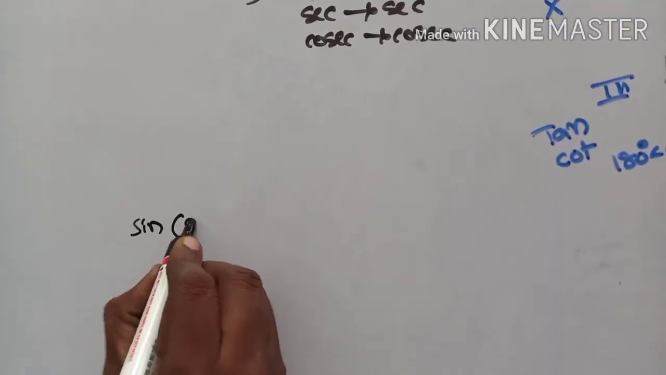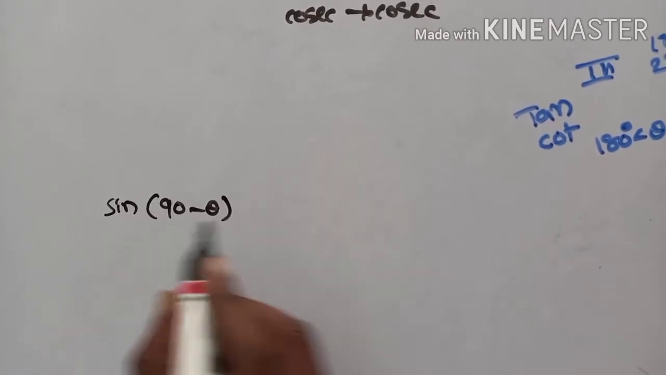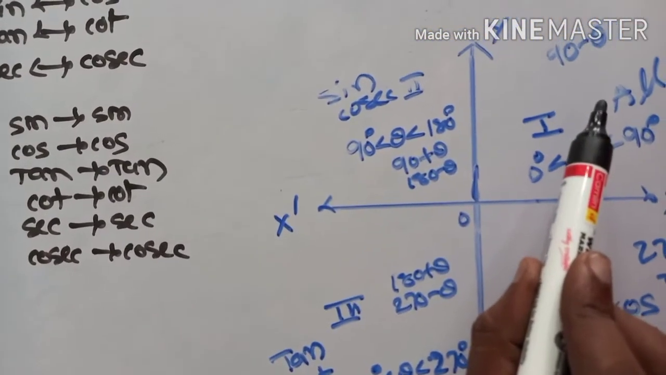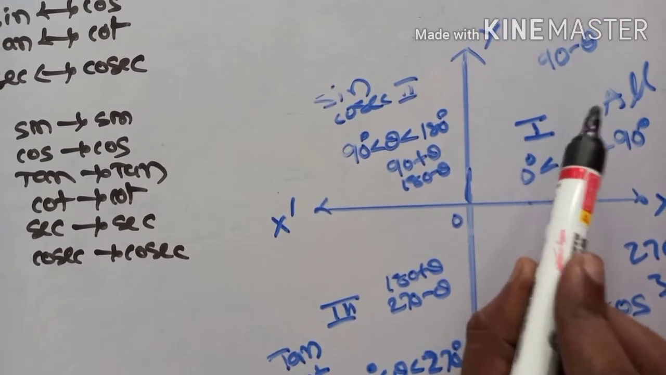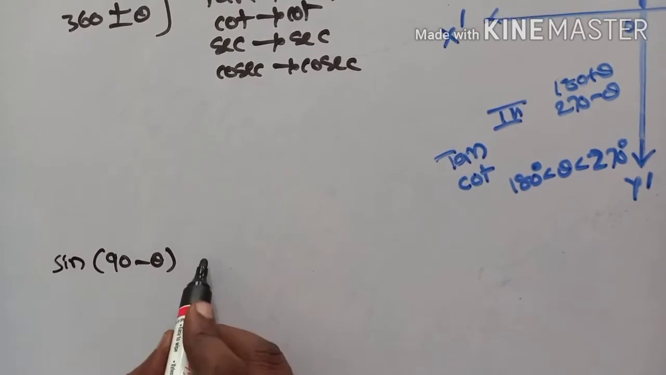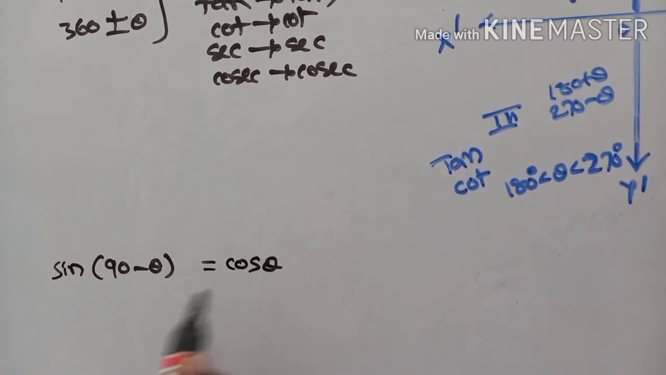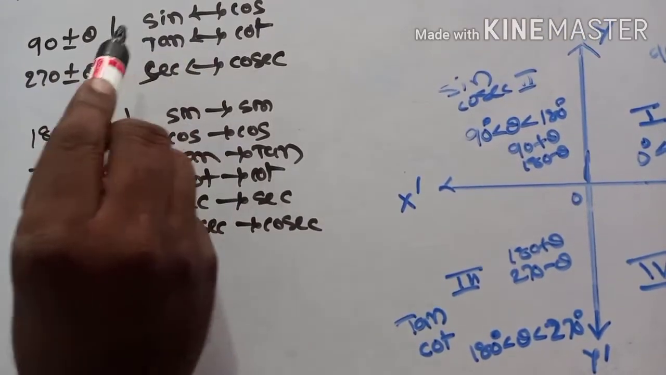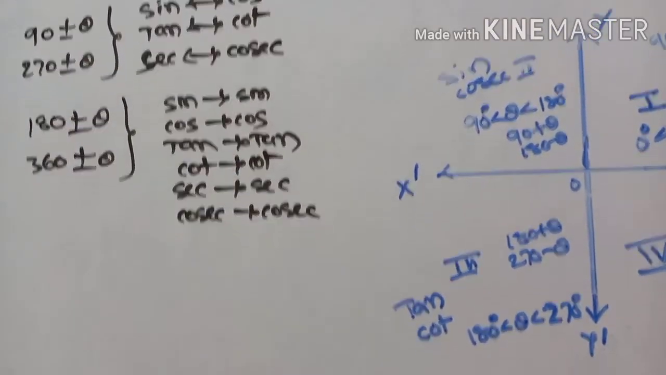Sin of 90 minus theta. 90 minus theta lies in the first quadrant. In the first quadrant, all trigonometric ratios are positive. So, 90 minus theta: sine changes to cos, so cos theta. All are positive. For 90 minus theta and 90 plus theta, the trigonometric ratios change.